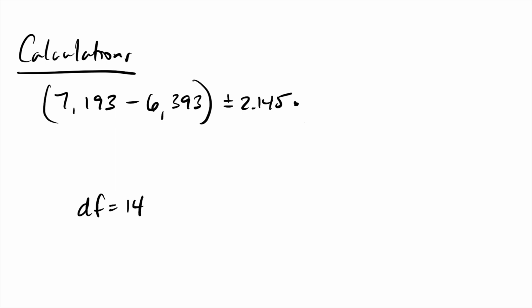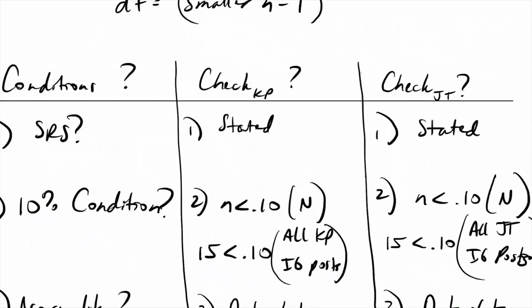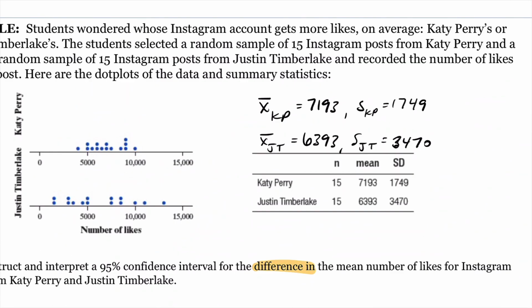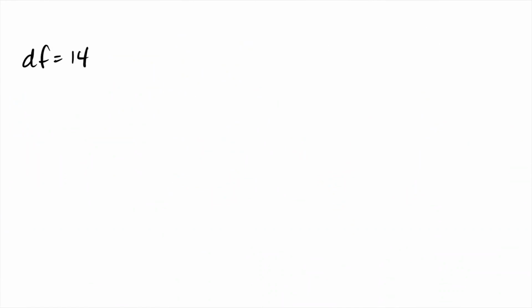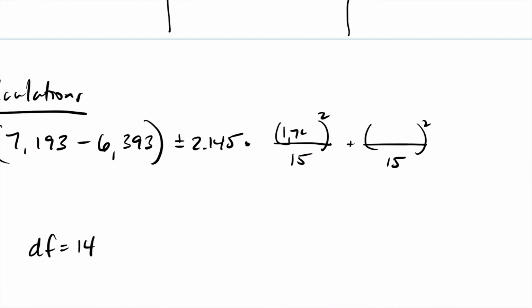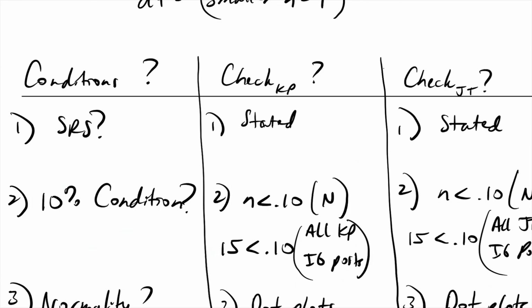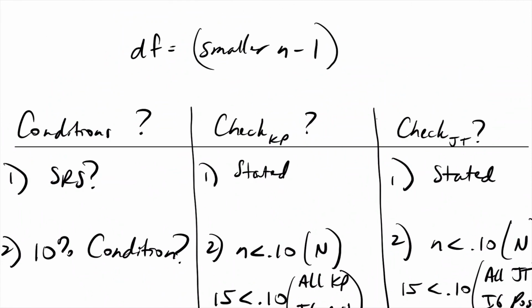All right, so here we go. S1 squared, S2 squared, or Katy Perry squared, Justin Timberlake squared. They're both over 15 because both sample sizes are 15. So here we go, gonna have some big numbers. 1749 and 3470. And then the big square root.